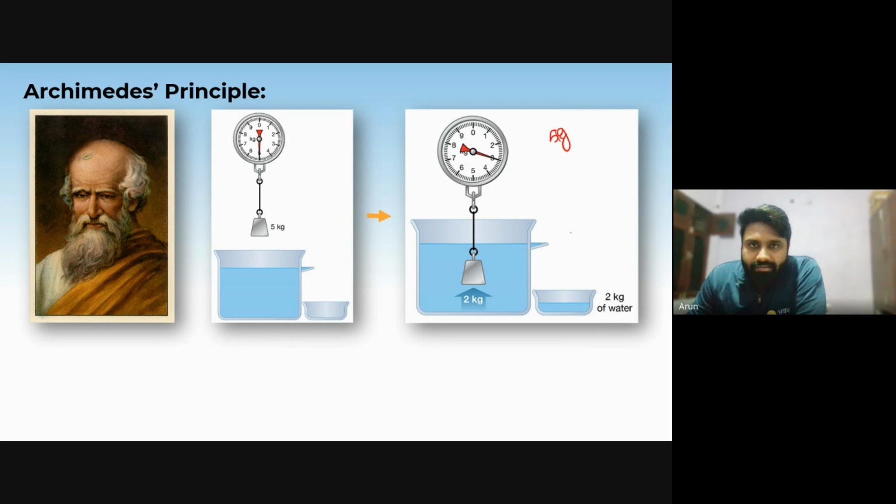The reading after we dip this inside the liquid is 3 kg. So if we take the difference of it, 2 kg will be there. This is the apparent weight, 3 kg. So which means 2 kg has been displaced. So this is the displaced water.